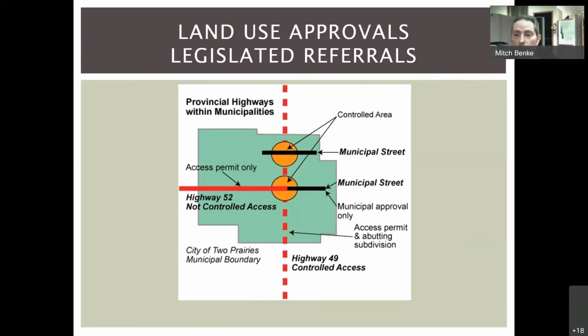Legislated referrals for land use approvals make reference to the controlled area, which is pursuant to Section 52 of the Transportation Act. The controlled area is the area within a radius of 800 meters from the intersection of a controlled access highway with any other highway or municipal street. This power ensures that local government rezonings within controlled areas do not affect the integrity of provincial highways in developed areas. The purpose is to ensure that the development authorized by the approval or permit does not adversely affect the present or future integrity of the controlled access highway.